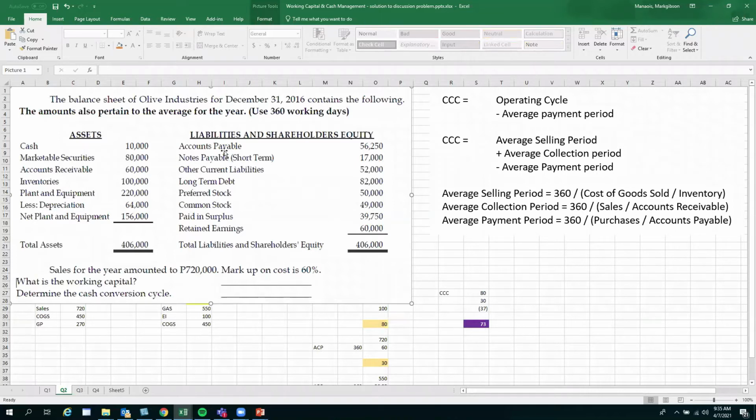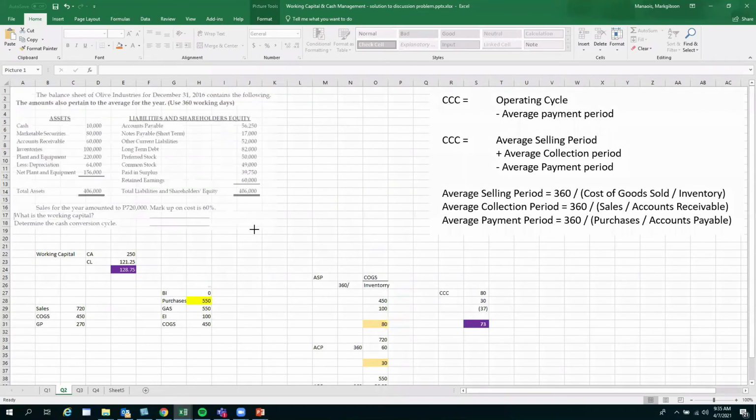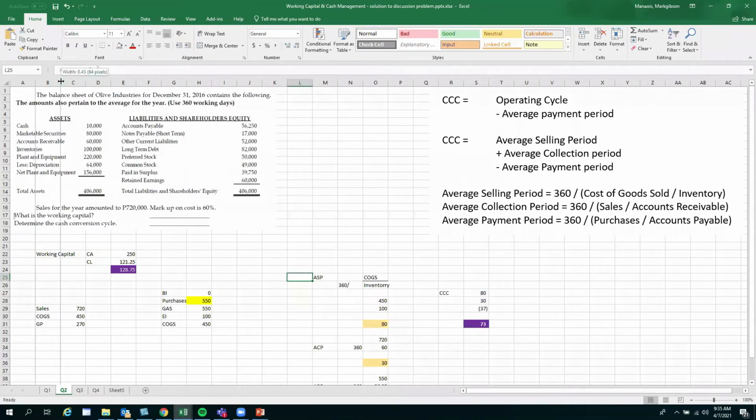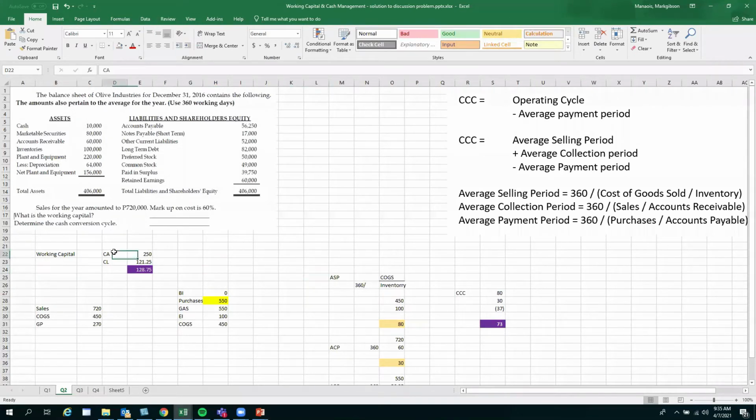The amount also pertains to average for the year, use 360 days, 360 working days. So you have your asset, your liabilities, and shareholders' equity. Sales for the year amounted to 720,000. Markup on cost is 60%. What is the working capital? Okay. O, sige. So, isa-send ulit natin. Kung napansin nyo, nilagay ko ulit yung formula.